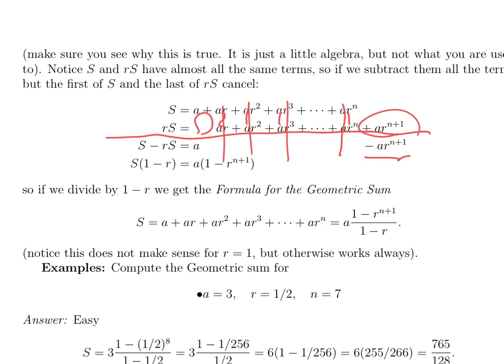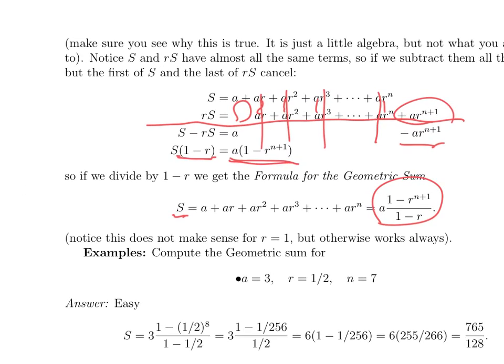So S minus RS, which I'll just write as S times 1 minus R, factoring out the S, is equal to A minus AR to the n plus 1, which again, I'll factor out the A and write it like that. And now if I divide by 1 minus R, I get a formula for S. It is A times 1 minus R to the n plus 1, divided by 1 minus R.